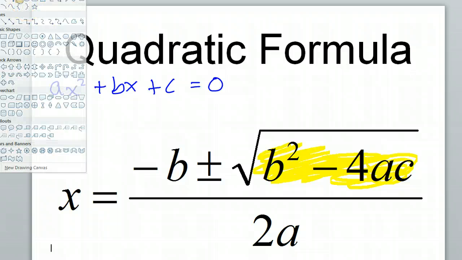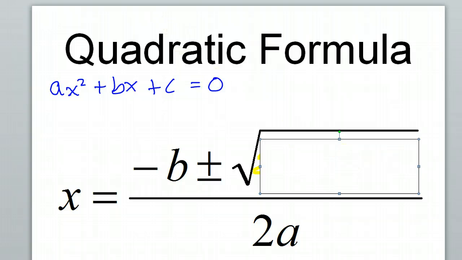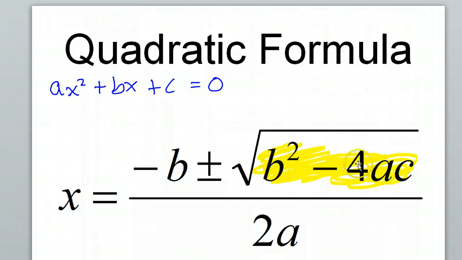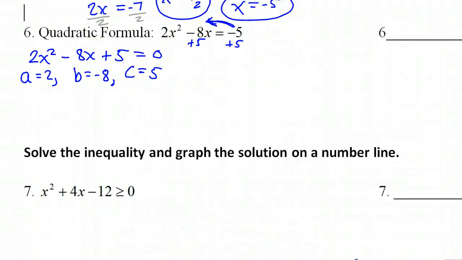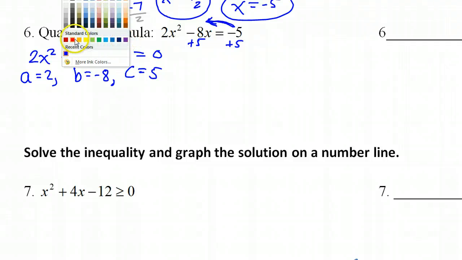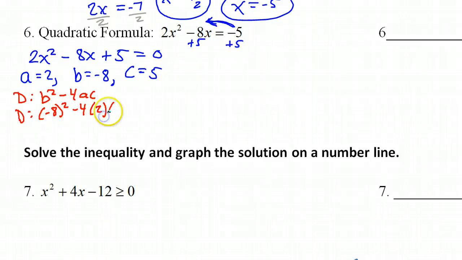It probably would have been easier to do something like this. Bam. That would temporarily block it out. But anyway, you get it. B squared minus 4ac. Do that part first. That's the discriminant. So our b squared minus 4ac is negative 8 squared minus 4 times 2 times 5.